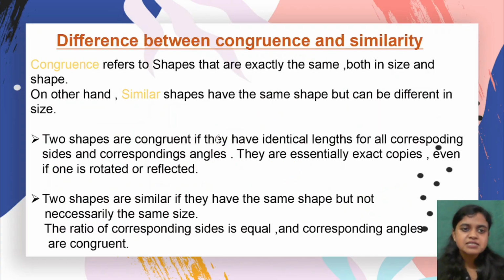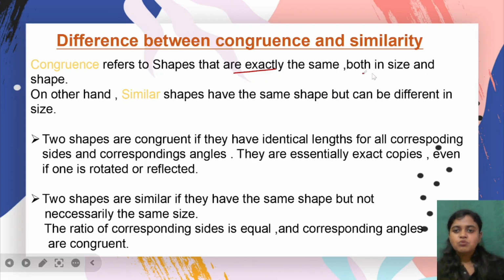Now let us discuss the difference between congruence and similarity. So what is congruence? Congruence we have learned already in class 9. Congruence refers to shapes that are exactly the same in both size and shape. This type of figure is called a congruent figure.